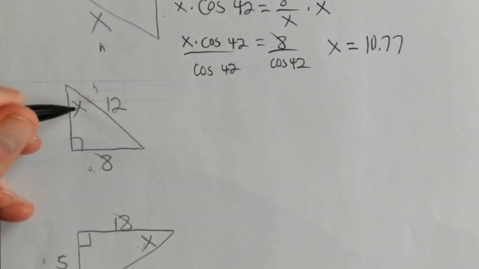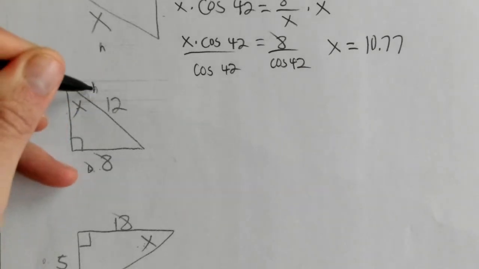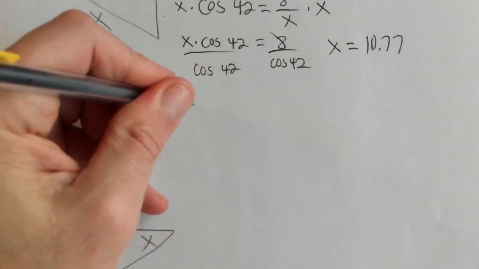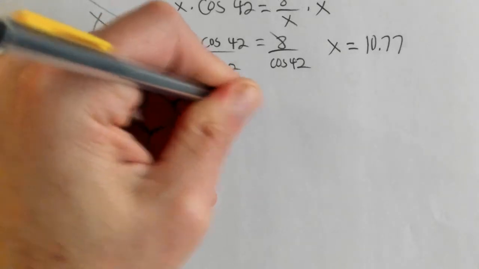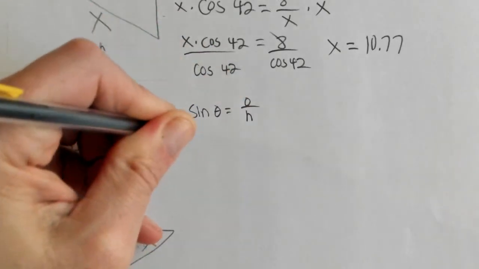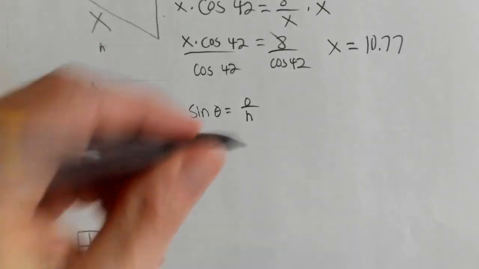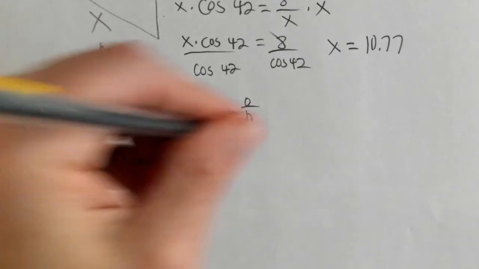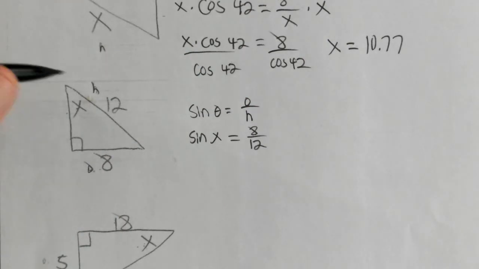So again, x is my reference angle this time. 8 is the opposite. 12 is the hypotenuse. Opposite and hypotenuse, I'm going to be using sine. So it'll be sine of the angle is equal to opposite over hypotenuse. We're ready to drop these in now. And so this time the angle is x. So now x is my angle. We'll talk about that in a minute. Opposite is 8. Hypotenuse is 12. So the sine of x equals 8 over 12.